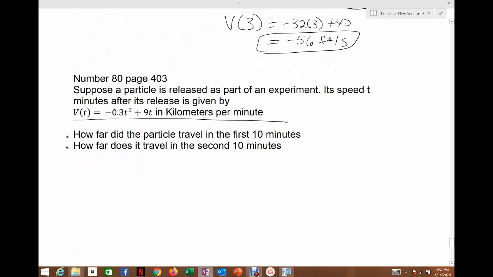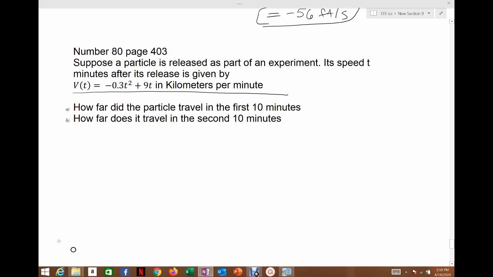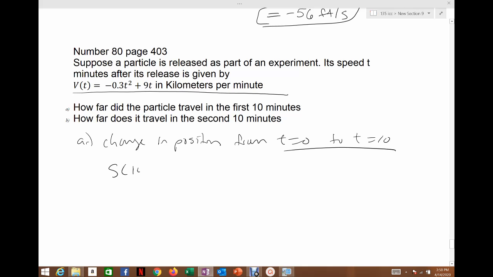And then how far does it travel in the second 10 minutes? So answer question A first. We want to find the distance it traveled, the change in position from time 0 to time 10. So this is the net change in position. Well, that would be integrating from 0 to 10 of my velocity equation.